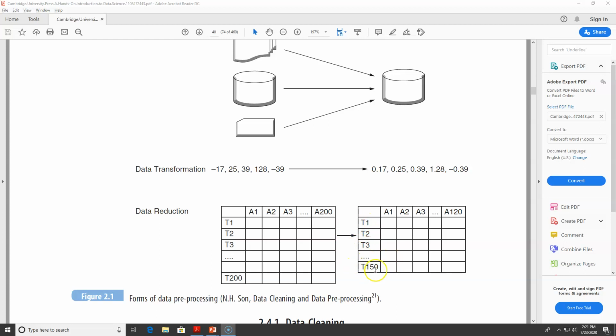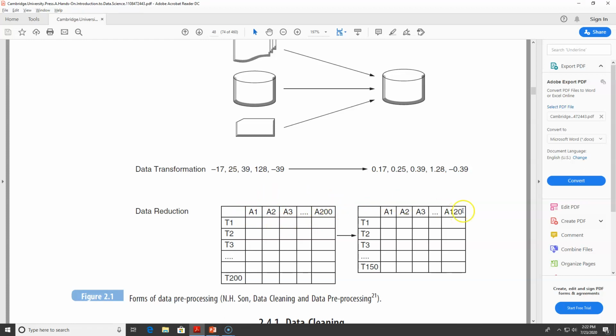By the way, if you are reducing tuples or if you are reducing columns, both of these are data reduction. But if you just want to talk about dimensionality reduction, then this means we want to reduce the number of attributes or the number of columns or the number of features. All these things refer to the same thing. This is one feature or one attribute or one column, whatever you want to call it. So in this case, we have reduced the dimensionality from 200 to 120.